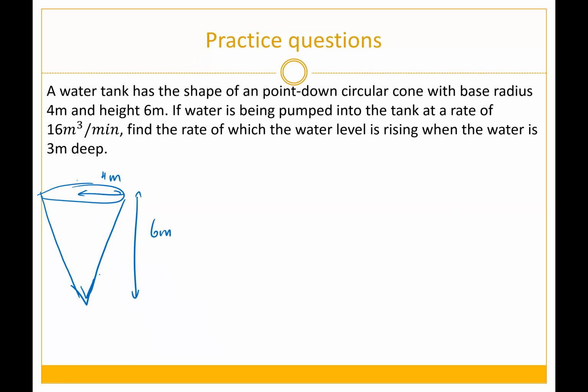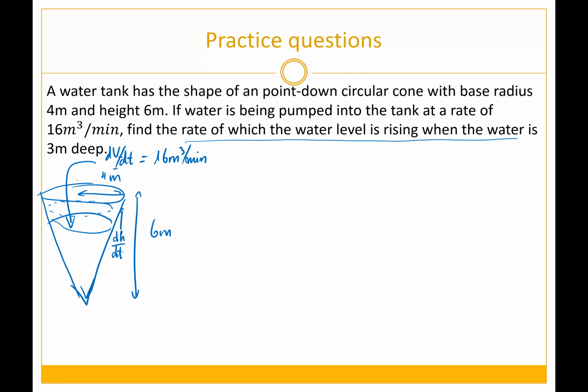Now, if water is being pumped into the tank at a rate of dV over dt equal to 16 cubic meters per minute, find the rate at which the water level is rising. So you pump it in, and this is the water, and it's going up to this. So it's asking for dh over dt when the water is 3 meters deep.